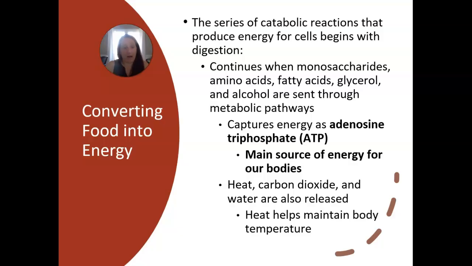It's the energy source that our bodies can use to drive cellular work, to drive anabolic processes, to drive cellular transport or anything else in the cell that requires energy. This is going to be the source. Oftentimes we'll call ATP the energy currency of our cells. Our cells cannot use monosaccharides directly, can't use amino acids directly, can't use fatty acids or glycerol or alcohol directly. Those first have to go through this metabolic pathway. ATP is extracted, and then we can use ATP directly as an energy source.